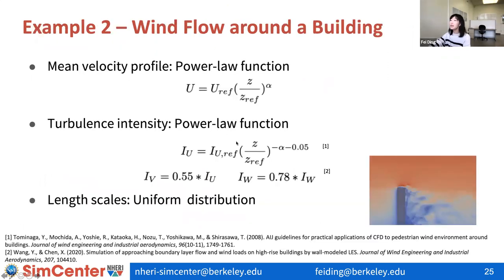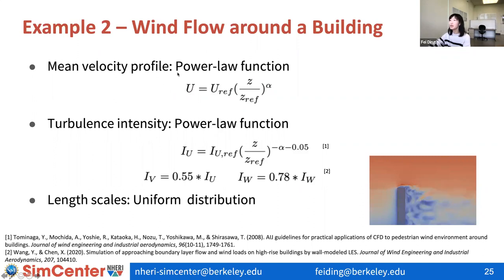So the second case is for wind flow around a building. In the first example, we showed how to upload the wind tunnel data directly to the WEUQ to generate inflow turbulence. In the second example, I will show how to use embedded functions in the TInF to generate the time histories of inflow turbulence. In this case, we don't have any wind tunnel data, so we need to select functions in the TInF to characterize the mean velocity profile, the Reynolds stress tensor, and the length scales.